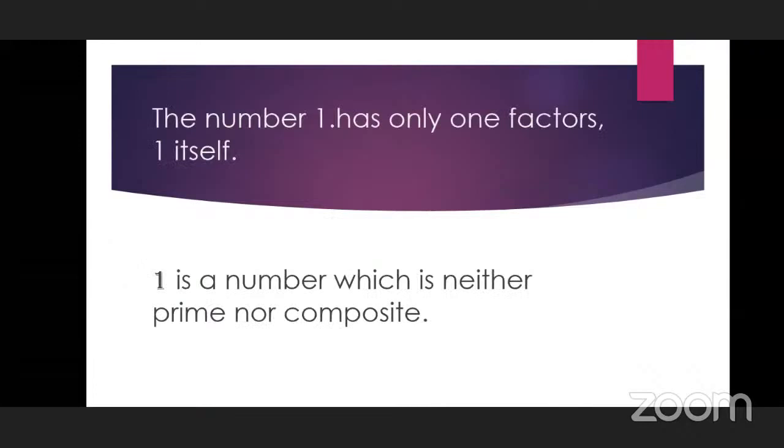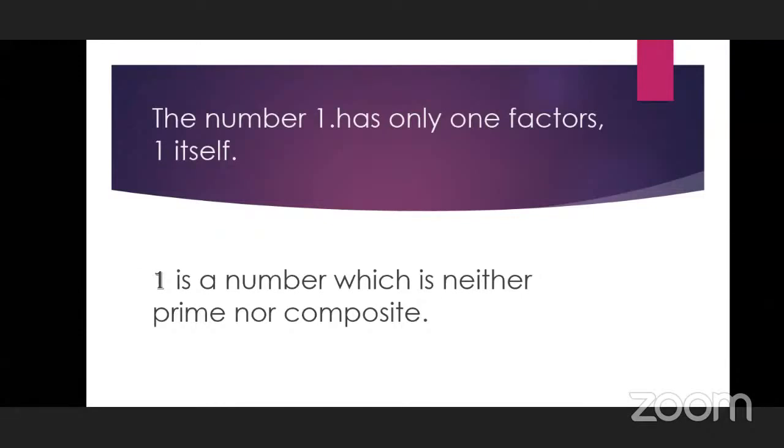So students, here we learned that 2, 3, 5, 7 are prime numbers, and 6, 8, 10, 16 and 18 are composite numbers.